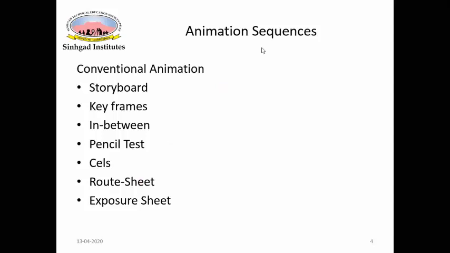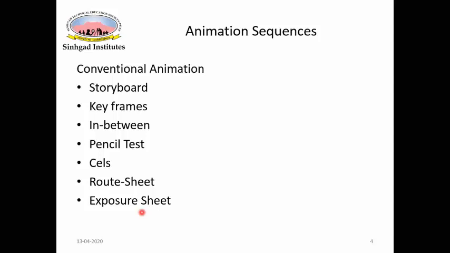Then after the route sheet, we have the last step in generating animation, that is the exposure sheet. In the route sheet we have one scene's information stored. In the exposure sheet, we are going to store information of all the scenes, all the steps. So the sheet which is an immensely detailed description of the animation, which sound is going to play at which time, the first frame to the last frame, each and every detailed description of the animation is stored in the exposure sheet. So we call it the exposure sheet.